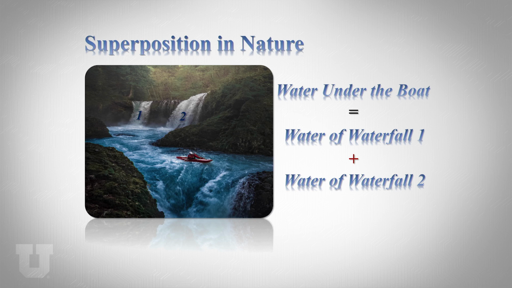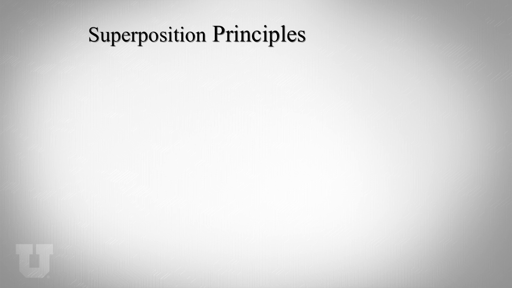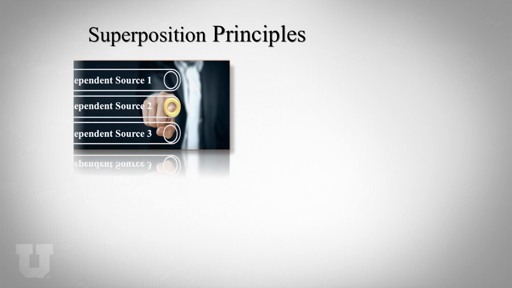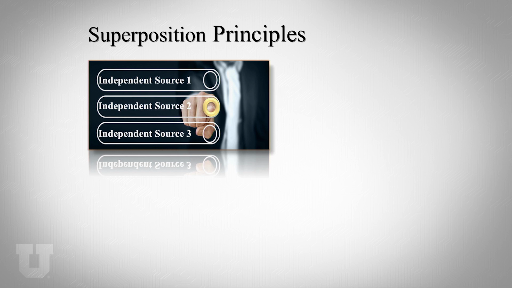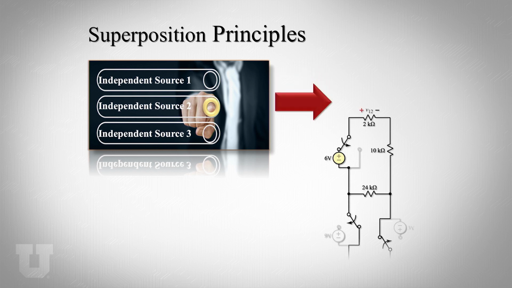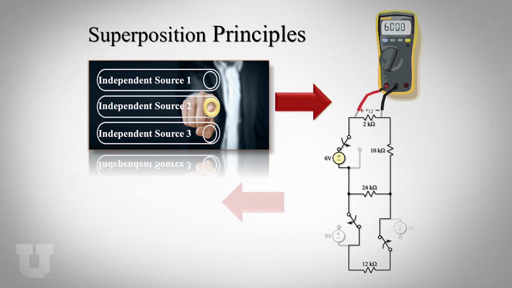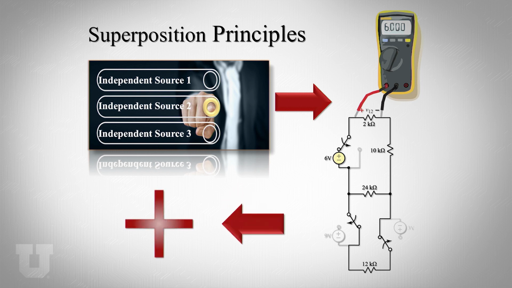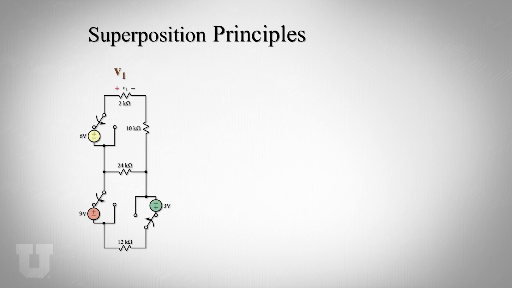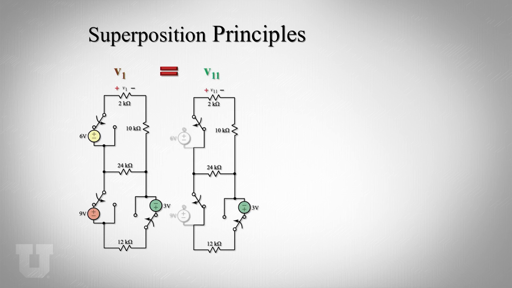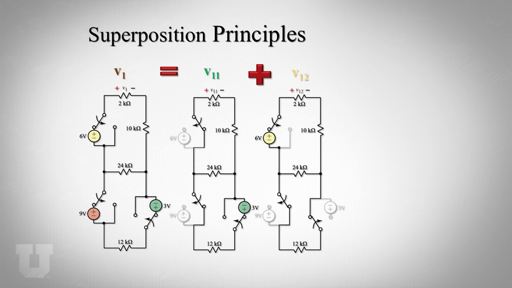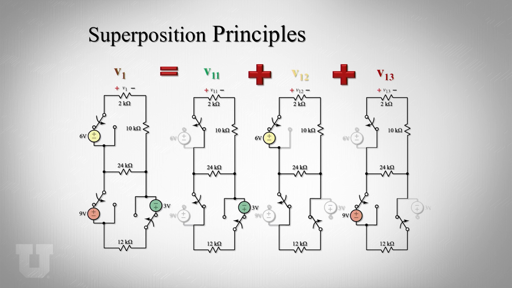The same principles are applied in a linear electronic circuit. For finding the total response at any point in a linear circuit, you can turn on independent sources individually, measure their responses separately, and then add the individual source's response to get the total response. In other words, in a linear circuit, the total response at any spot, for example, voltage across a resistor in this picture, is equal to the summation of the responses created by each independent source separately.